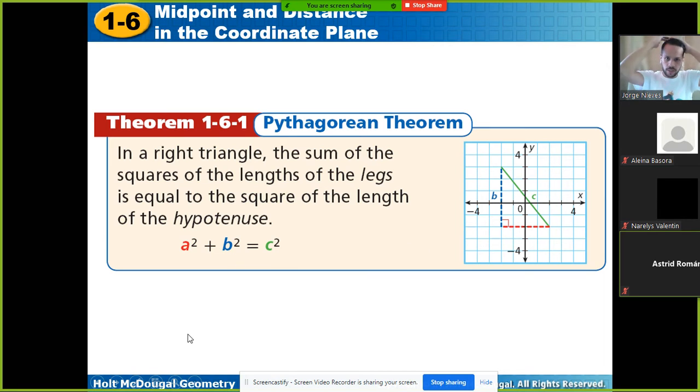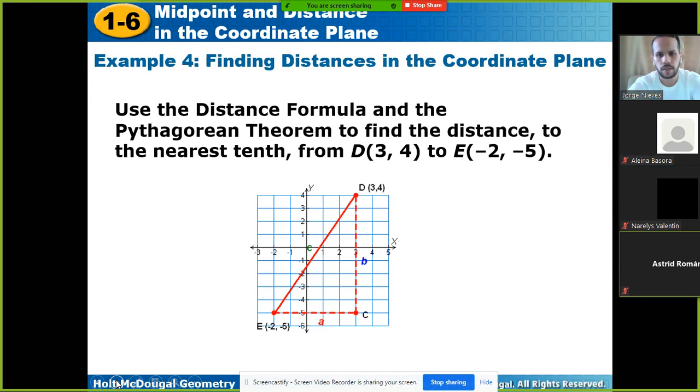So we're going to use this Pythagorean theorem to find the distance in the following problems. For example, we have this right triangle. We have to use the distance formula and the Pythagorean theorem. Vamos a usar las dos fórmulas, gente. The distance formula that we saw some minutes ago, and we're also going to use this theorem to find the distance to the nearest tenth. So let's try to do this one.